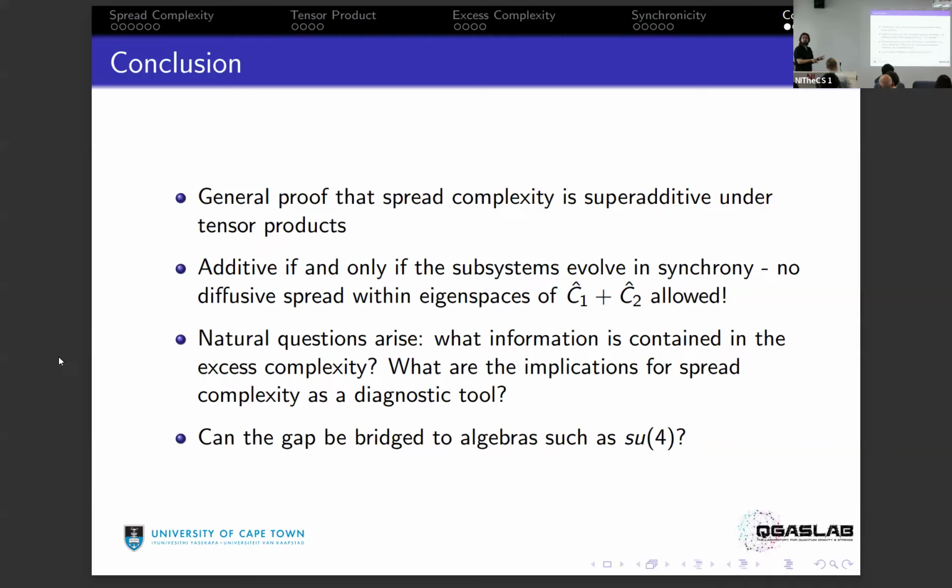And there are natural avenues we'd like to explore further. What's the physical information that's contained in excess complexity? Are there implications for spread complexity as a diagnostic for, for example, quantum chaos? And then can we consider algebras that aren't just the sum of commuting terms, but have a much more connected structure, something like SU(4)? Hopefully, some of the tools we've developed here can be useful.